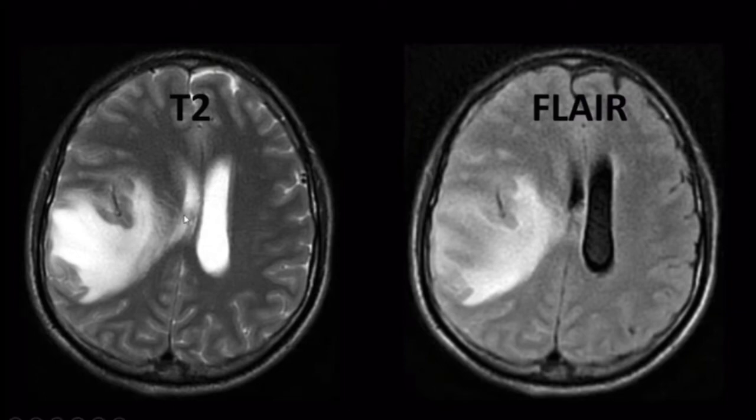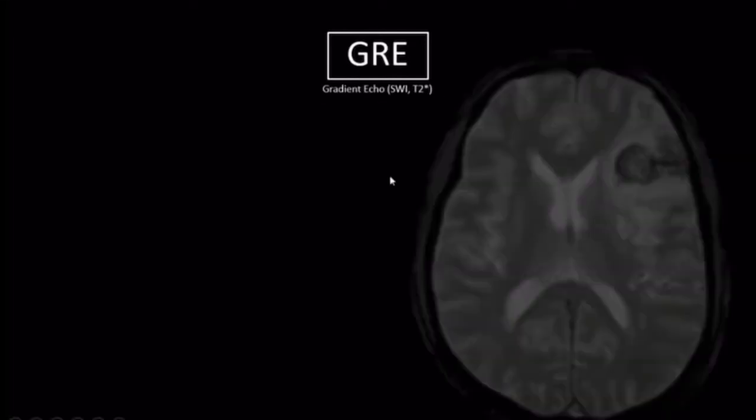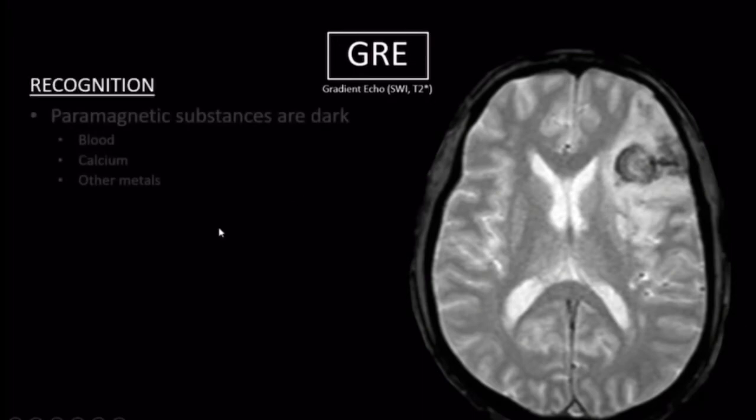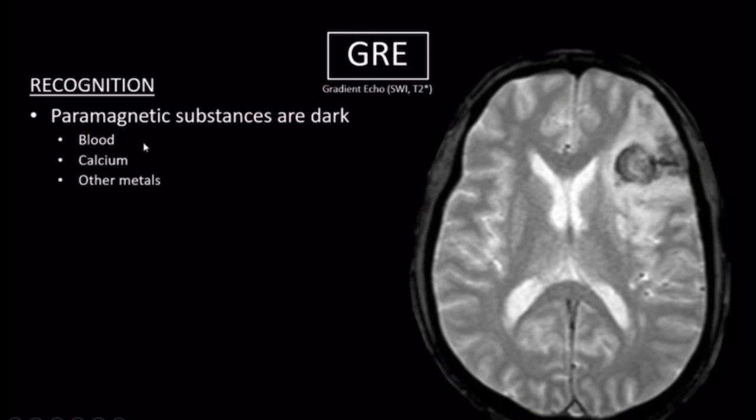But if we compare to FLAIR, we can see nice delineation here between the area of edema and the actual ventricle. Moving on to GRE, or gradient echo, you'll also hear this referred to as susceptibility weighted imaging, or T2 star. Technically these are different sequences, but for the purposes of our talk, we're just going to consider them all as one. So here's our GRE image, and how do we recognize it?